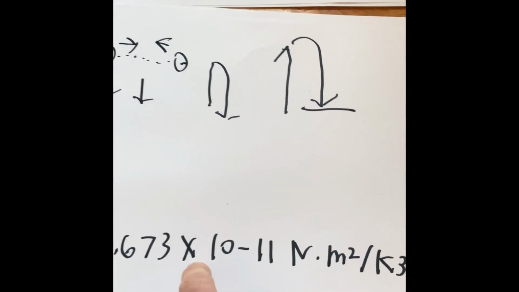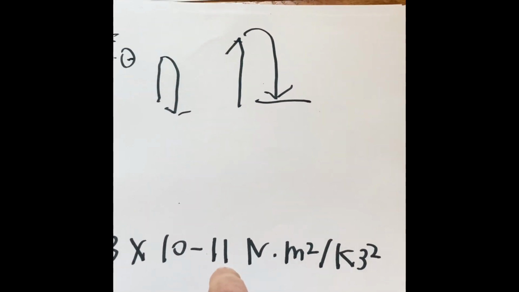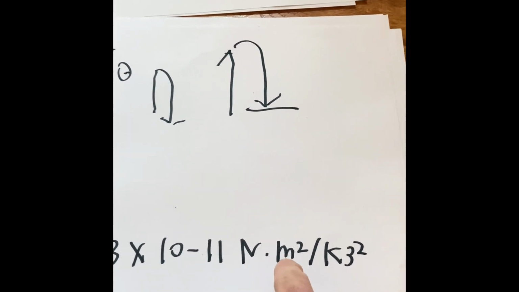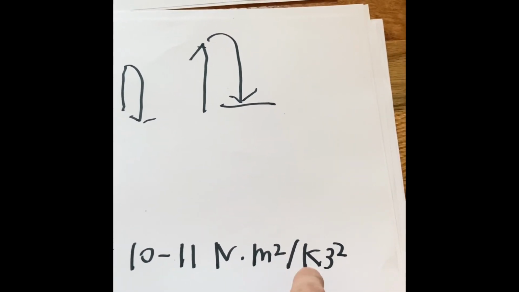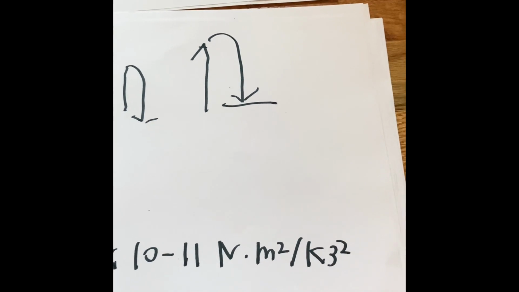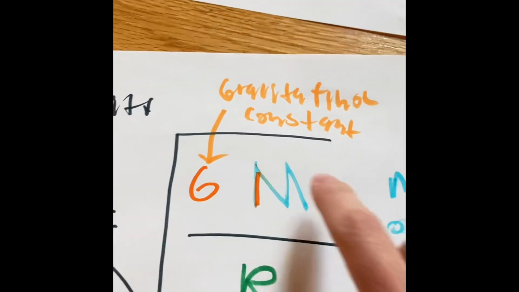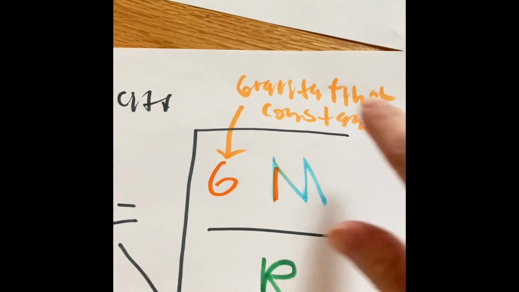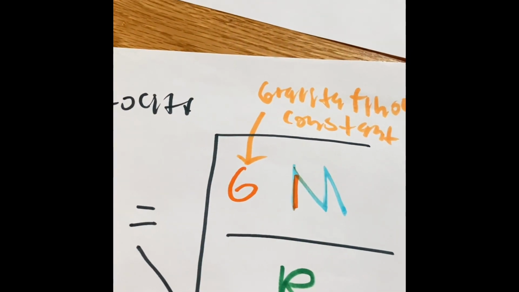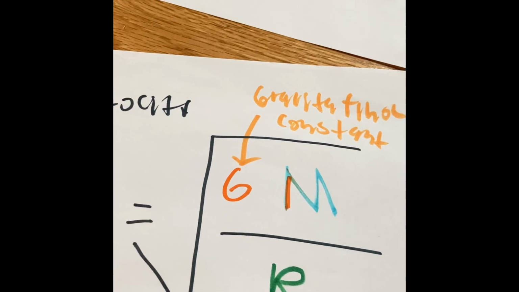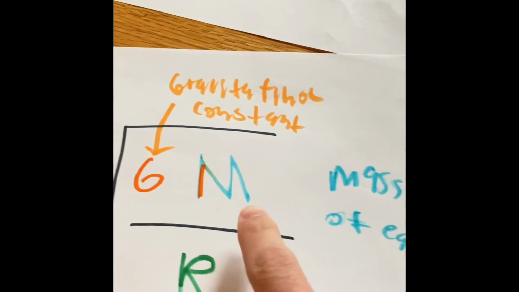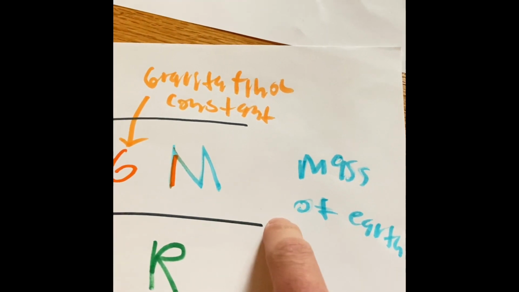The number that we use for the gravitational constant is 6.673 multiplied by 10 to the negative 11 power, in newtons times meters squared per kilograms squared. We use that number for the gravitational constant that measures the gravity and the forces between the two planets. Now let's understand the mass of the Earth.